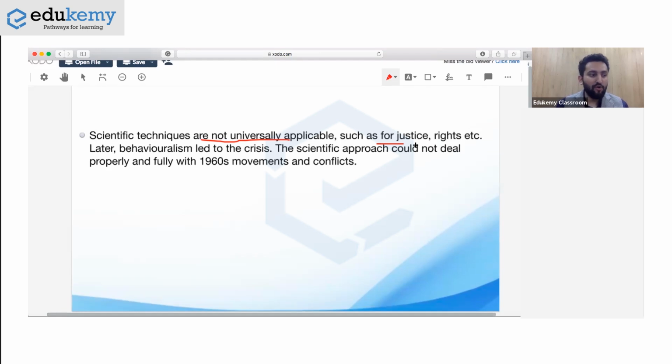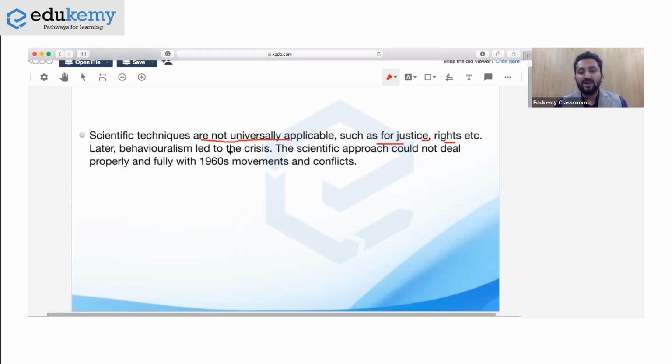If we talk about the behavioralist approach, if we talk about surveys, surveys are going to differ. Results on different techniques are going to differ. So we need certain values to solidify one particular theory, right? So that is why this was a crisis. You cannot conduct experiments and come to a conclusion with regard to concepts like rights and justice.